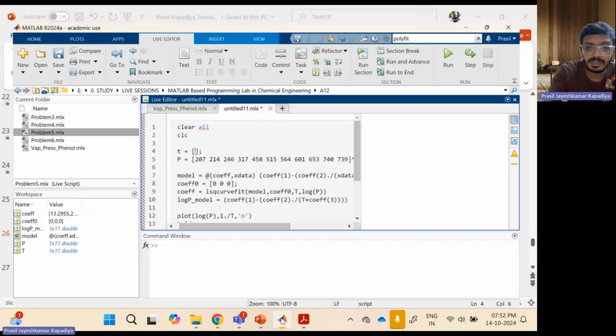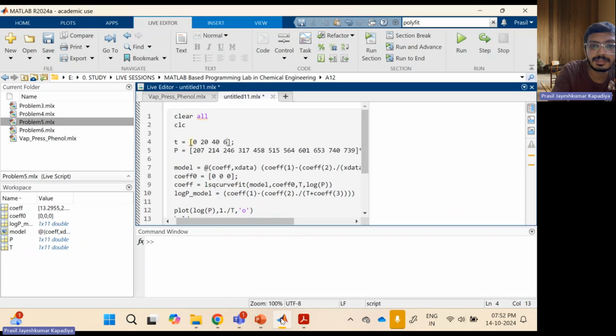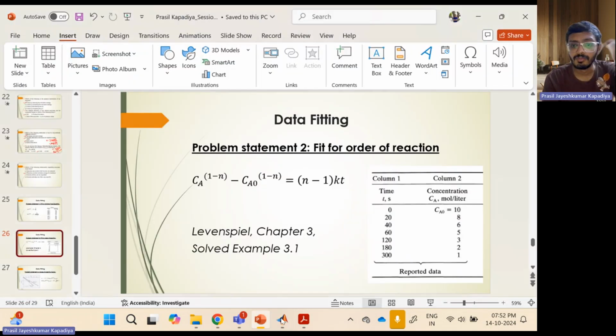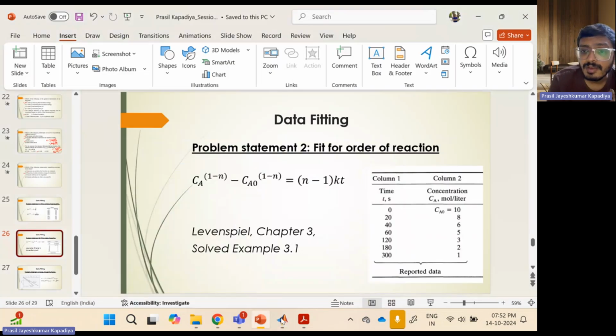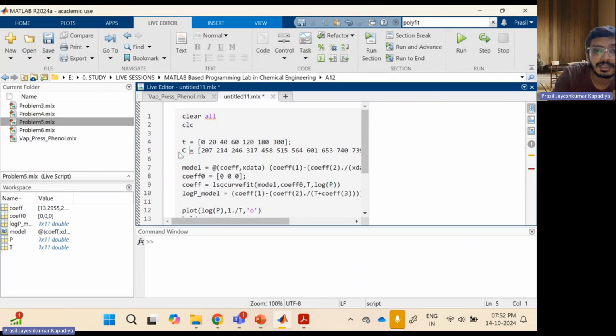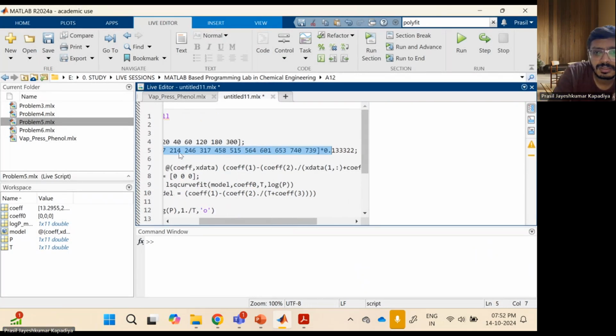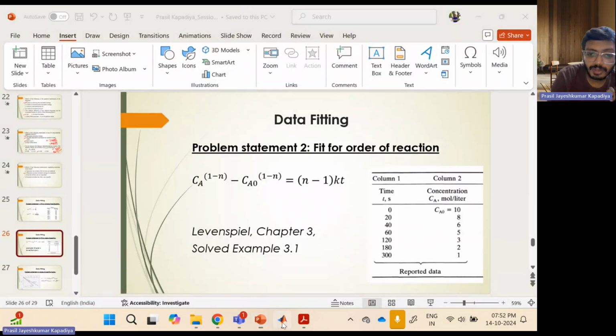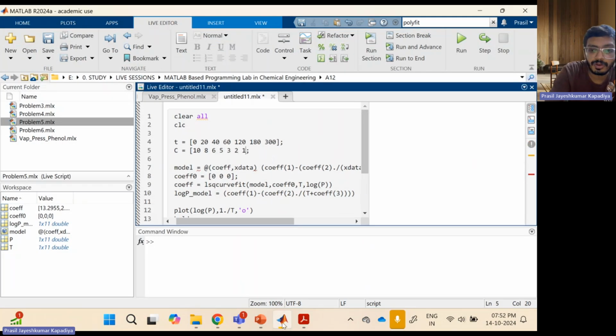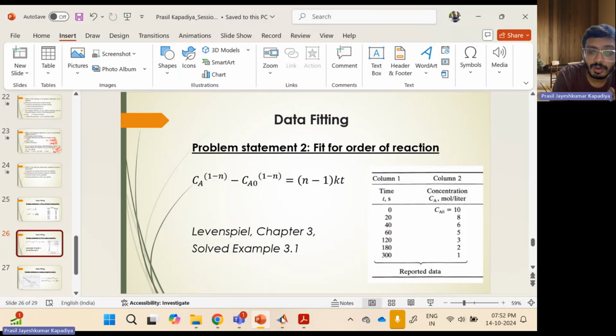is 0, 20, 40, 60, 120, 180, 300. This is my time. And my concentration is 10, 8, 6, 5, 3, 2, 1. Okay, this is my concentration. So what is my model? Model is Ca raised to 1 minus n.